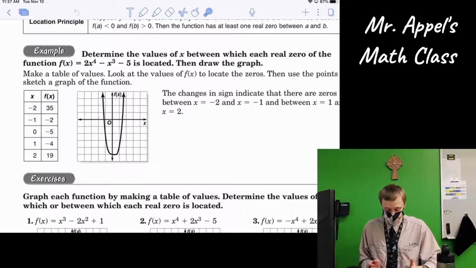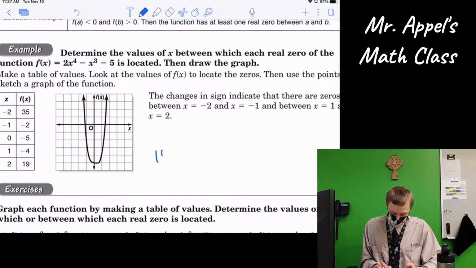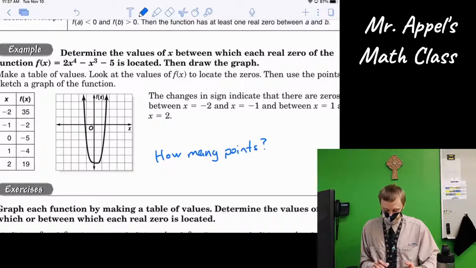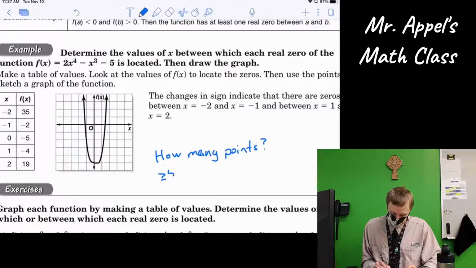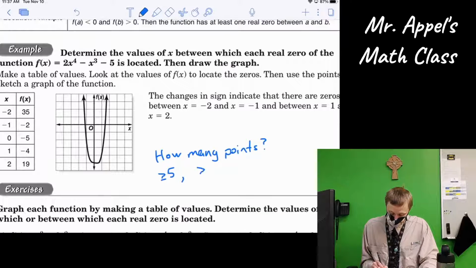However, I would say as a general rule, definitely at least 5. If you're asking yourself, how many points? Greater than or equal to 5. And I would also say greater than or equal to the highest exponent plus 2.